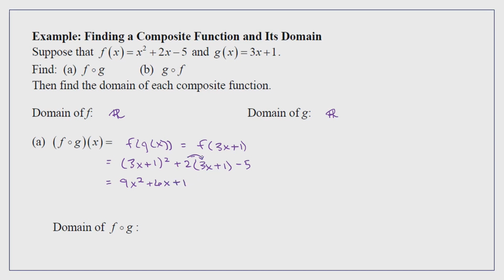I can then distribute the 2 to each term. So that's 6x plus 2, and then bring down the minus 5. I can combine like terms. So I have like terms here and like terms here. So I'll have 9x squared plus 12x and minus 2. So f of g of x is 9x squared plus 12x minus 2.